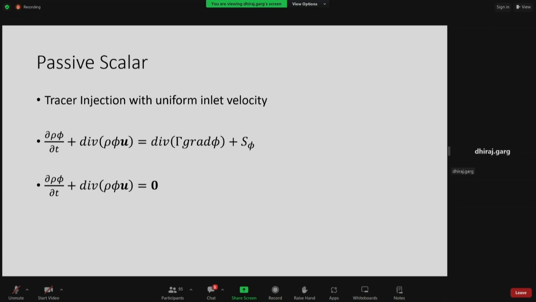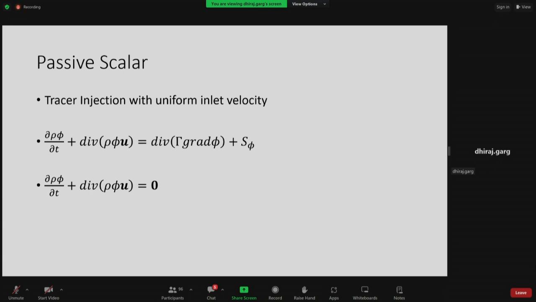For a chemical tracer, phi is the chemical species. Since we are not interested in actual concentration or actual values, we denote it as phi equal to 1. That means it's the maximum concentration and the minimum concentration would be 0. So we simply inject at the inlet with the boundary condition phi equal to 1, and we observe how it varies with time and space across the control volume.